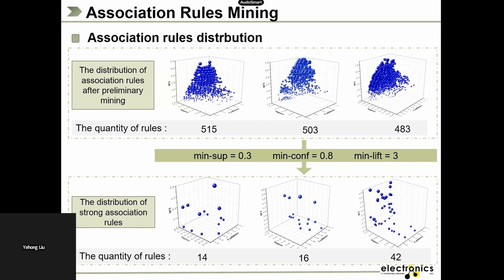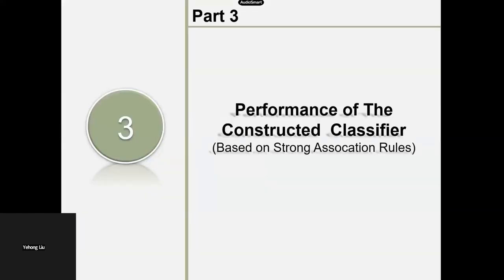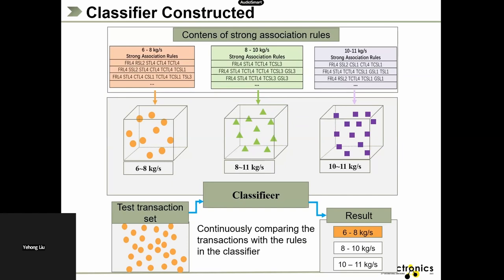Subsequently, we employed these strong association rules to build classifiers, using them as classification criteria. In this section, we discuss the performance of the constructed classifier. Here, we demonstrate the process of utilizing the mined rules to construct classifiers and describe how these classifiers function. For example, in a test transaction set comprising transactions exclusively within the feedrate range of 6 to 8 kilograms per second, each transaction within the test set was continually compared to the rules within the classifier, as depicted in the figure.